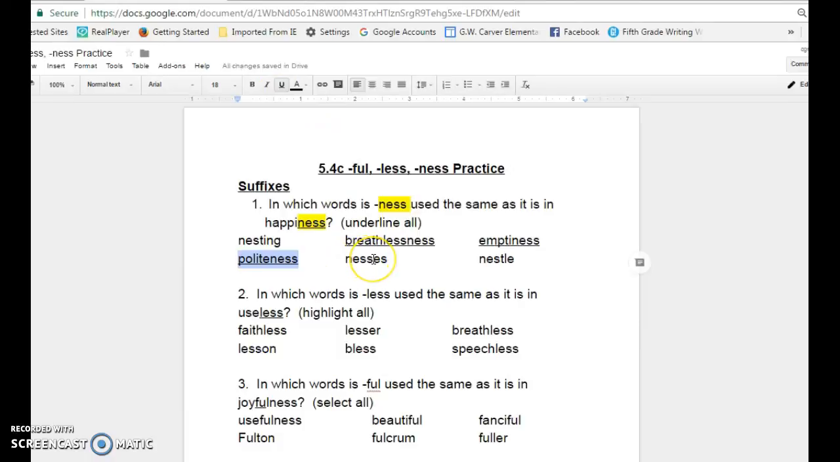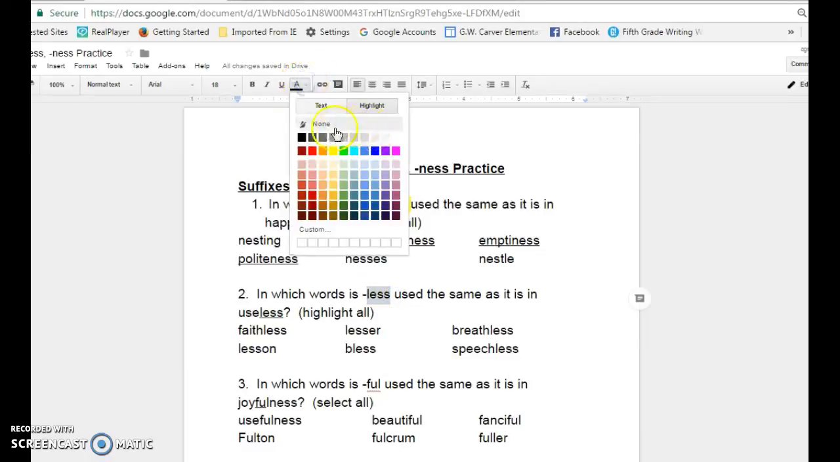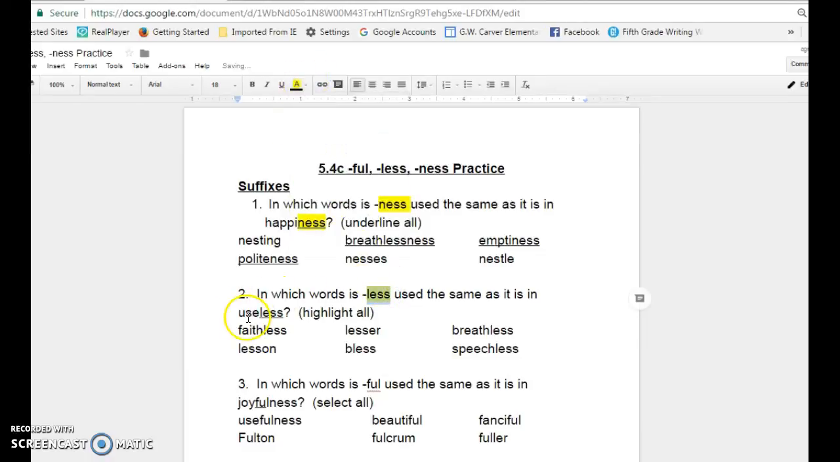Nesses, again, that's not a suffix. It's at the beginning. Does that mean a state of being as anyway? Absolutely not. Nestle, wrong part of the word. Doesn't mean a state of being full, so we would not underline that. Number 2, in which words is less used the same as it is in useless? Again, look at where it is. These all happen to be suffixes. So they are at the middle or end.